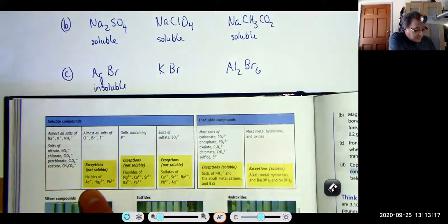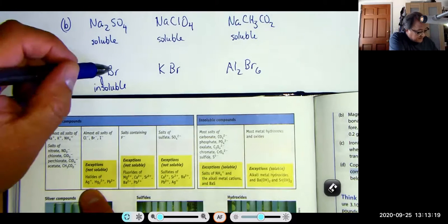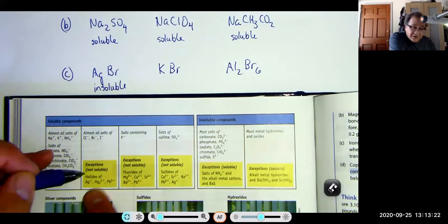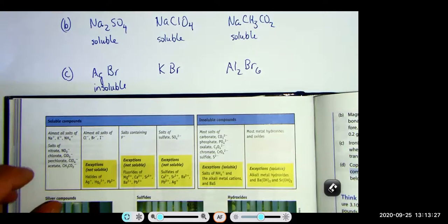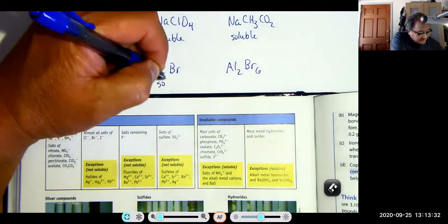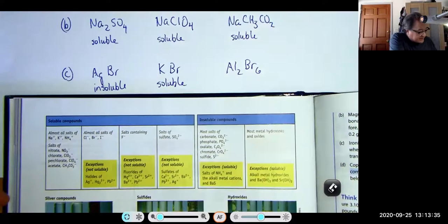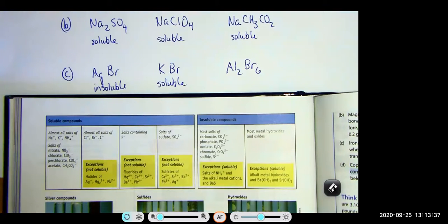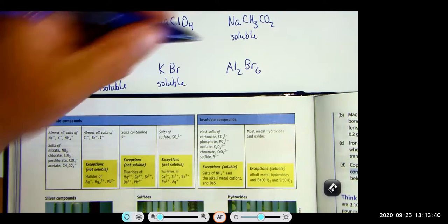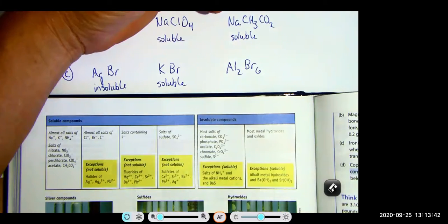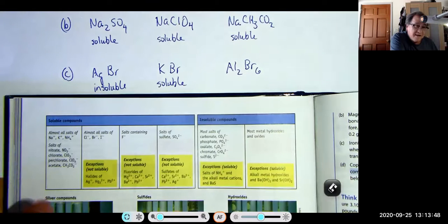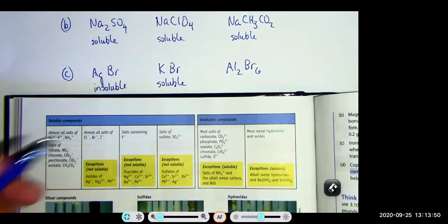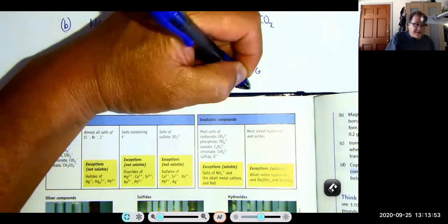So this is insoluble because we're talking about silver with bromine. So these are not soluble. You see that? How about KBr? That's soluble, because of the K. How about Al2Br6? There's no mention of Al in the white, but there's the mention of Br in the white. Is aluminum an exception? No. So soluble. That's how you do it.